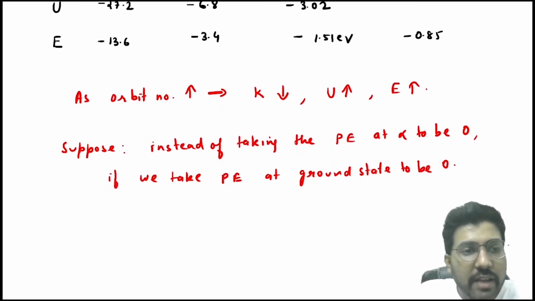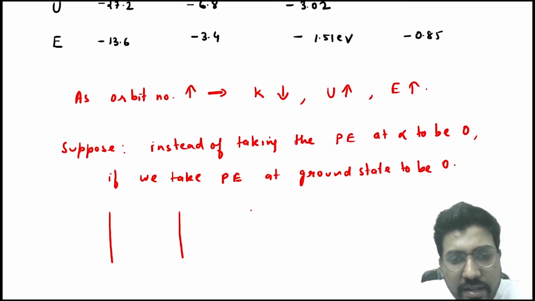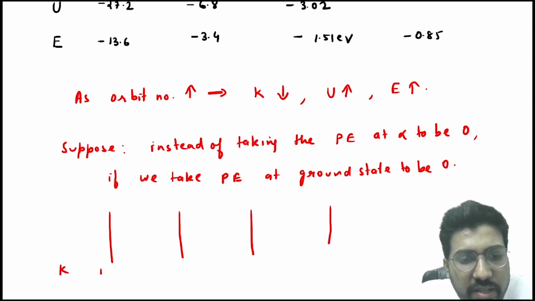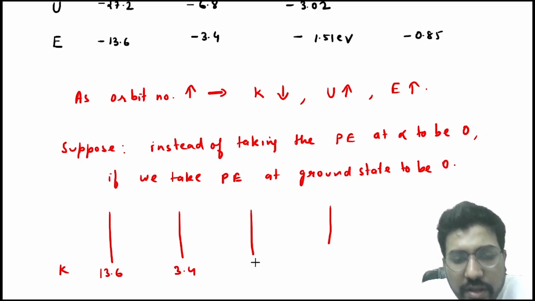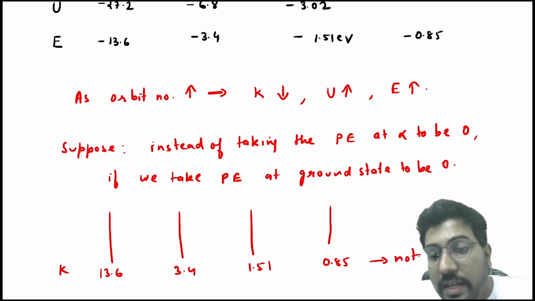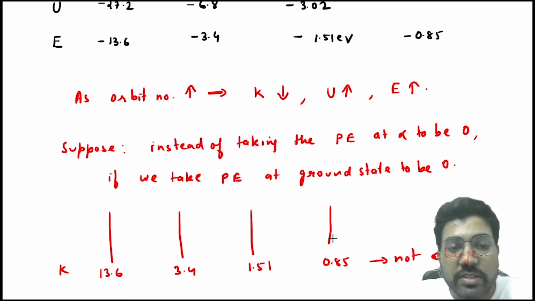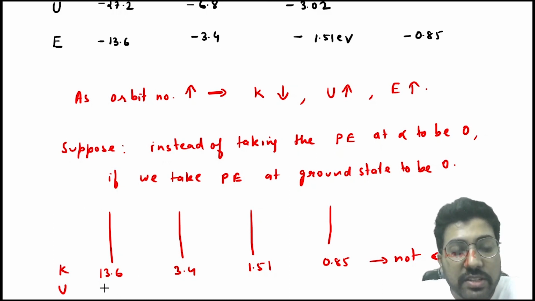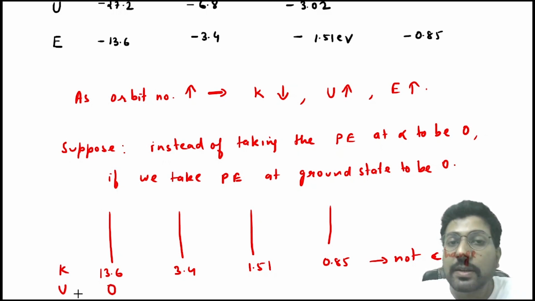Okay, so I will draw these orbits again, and suppose the kinetic energy was 13.6, right? 3.4, this is 1.51, this is 0.85. The kinetic energy will not change. It has absolute value and they will not change. But the potential energy will definitely change, and the potential energy will now be, this will be zero. Okay, according to the question, the potential energy of the ground state is zero. Now, the difference should be fixed.